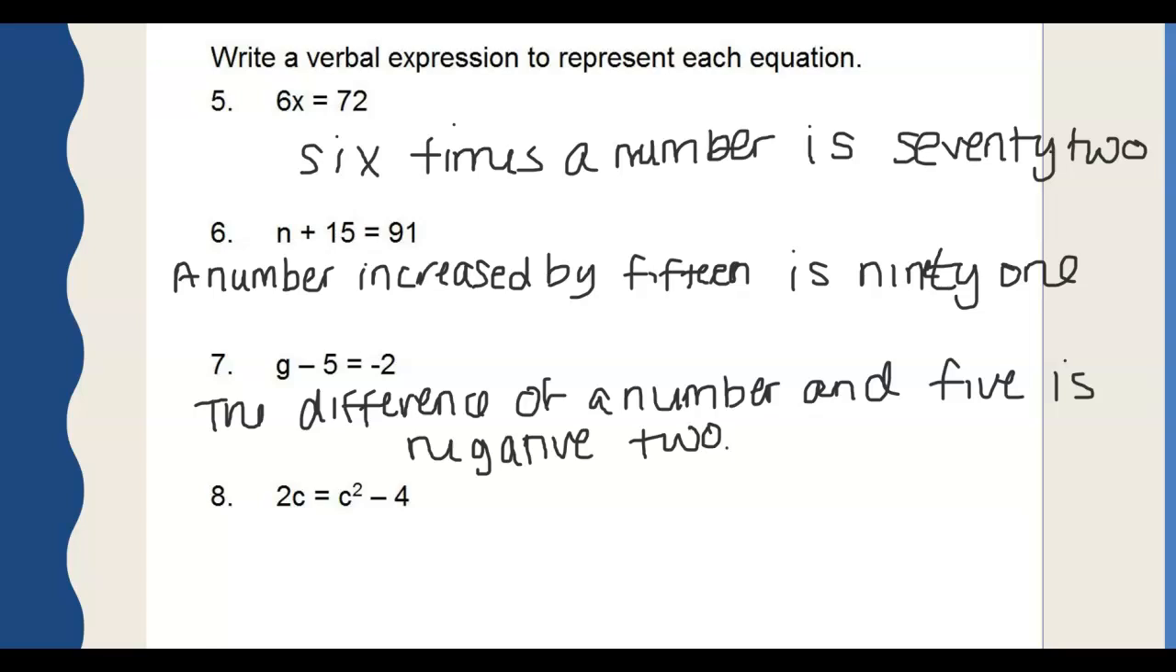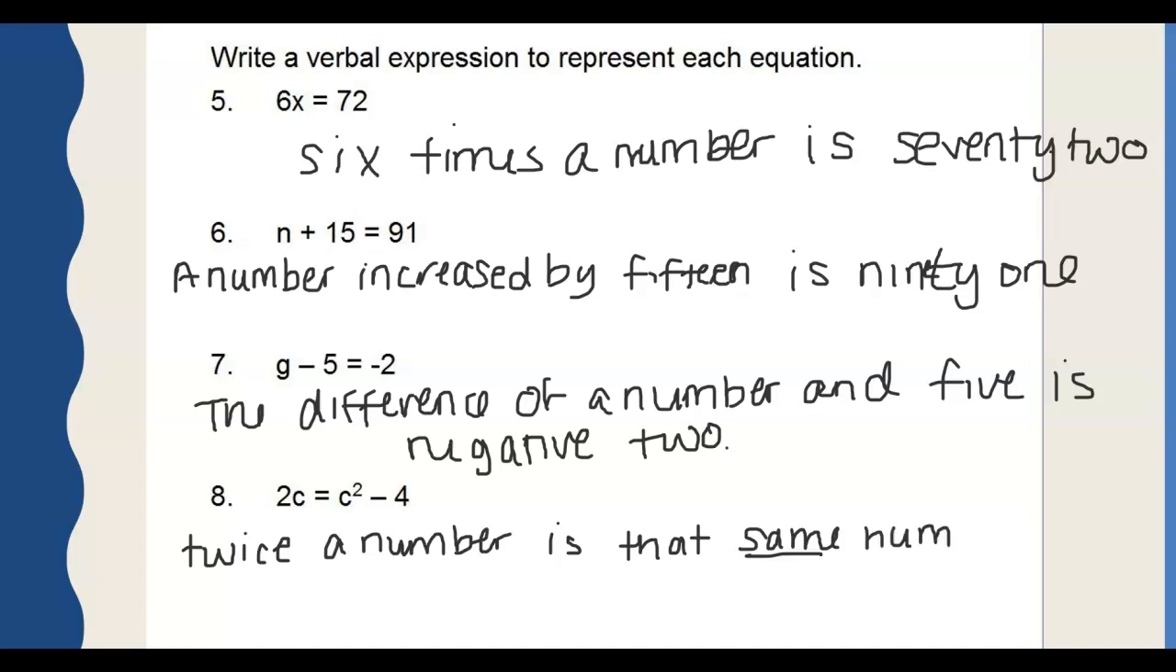And last, you have to be careful for this one. So you could say twice a number is, but here you have to make sure you specify that it's the same number. So it'd be twice a number is that same number squared, because squared tells you power of 2, kind of like cube tells you power of 3. And then maybe we say decreased by 4.